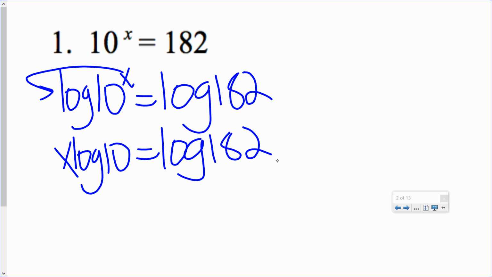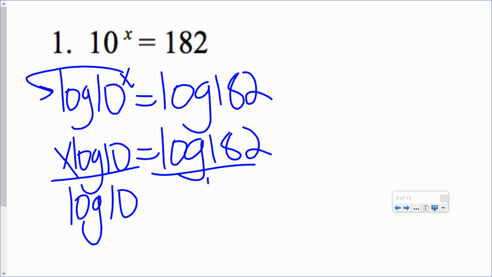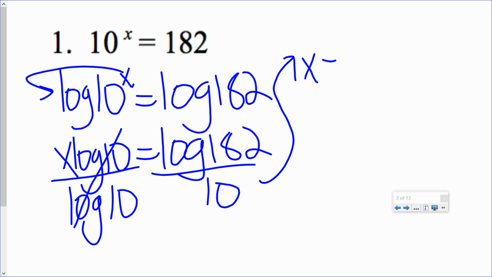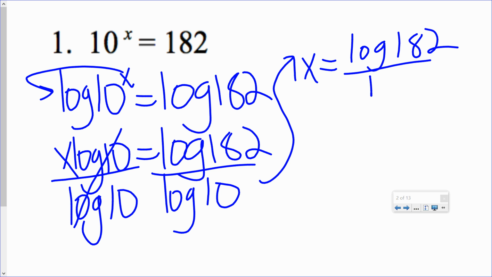Now I'm one step from the end. To get x by itself, I'm going to divide both sides by log 10. I get x equals log 182 divided by log 10.